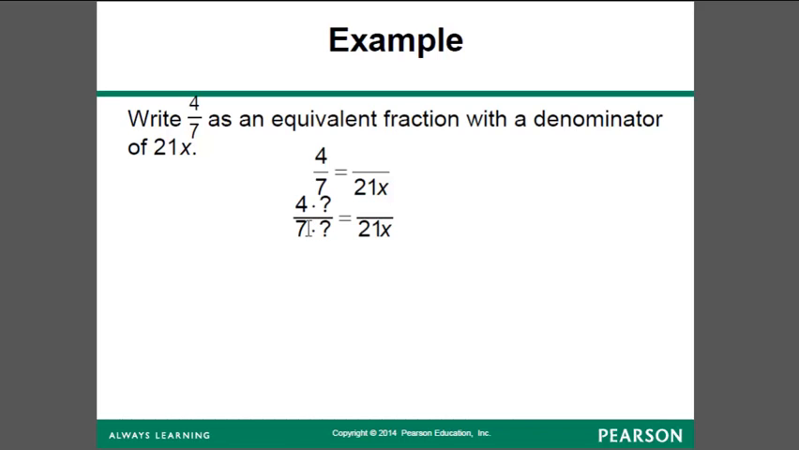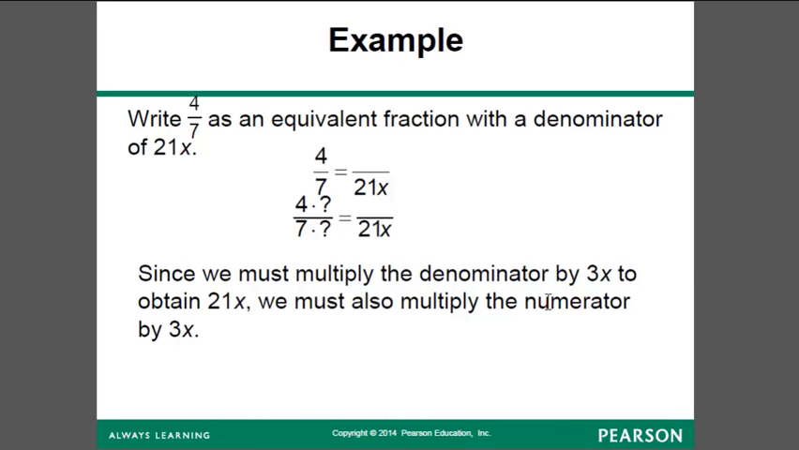Well, to go from 7 to 21, I need to multiply by 3, and I need to multiply by 3x because I now have an x. So I'm going to multiply the numerator and denominator by 3x. When I do so, 4 times 3x will give me 12x. 7 times 3x will give me 21x. Now, 4/7 and 12x over 21x are equivalent fractions.